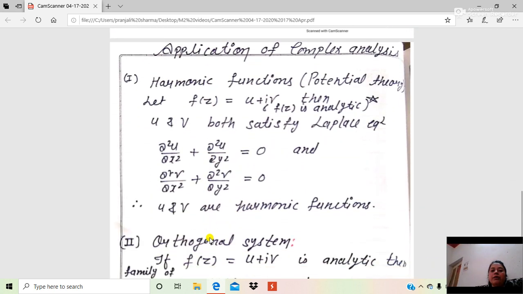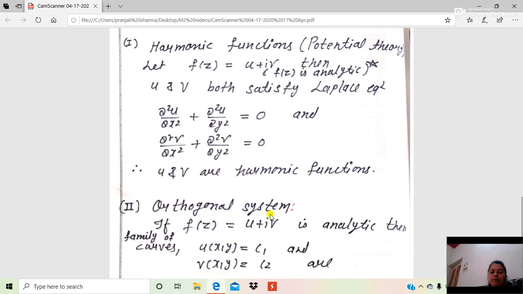Next, we will see applications of complex analysis. Our first application is the harmonic function, which is also known as potential theory. Let f(z) = u + iv, and f(z) is analytic. Then the real part and imaginary part, both u and v, satisfy the Laplace equation. What is the Laplace equation? ∂²u/∂x² + ∂²u/∂y² = 0, and ∂²v/∂x² + ∂²v/∂y² = 0. Then u and v are known as harmonic functions.